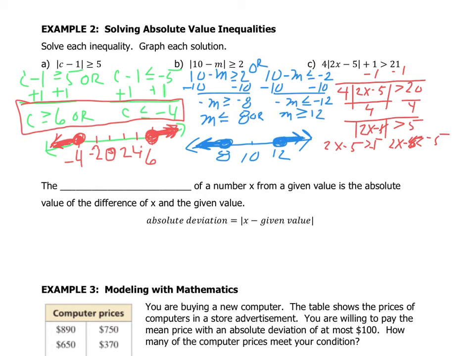So here I'm going to be adding 5 to both sides. I get 2x is greater than 10, which means x is greater than 5. Or I'm going to add 5 to both sides and get 2x is less than 0. And remember, we can do less than 0 when I'm outside the absolute value symbol, so I get x is less than 0.